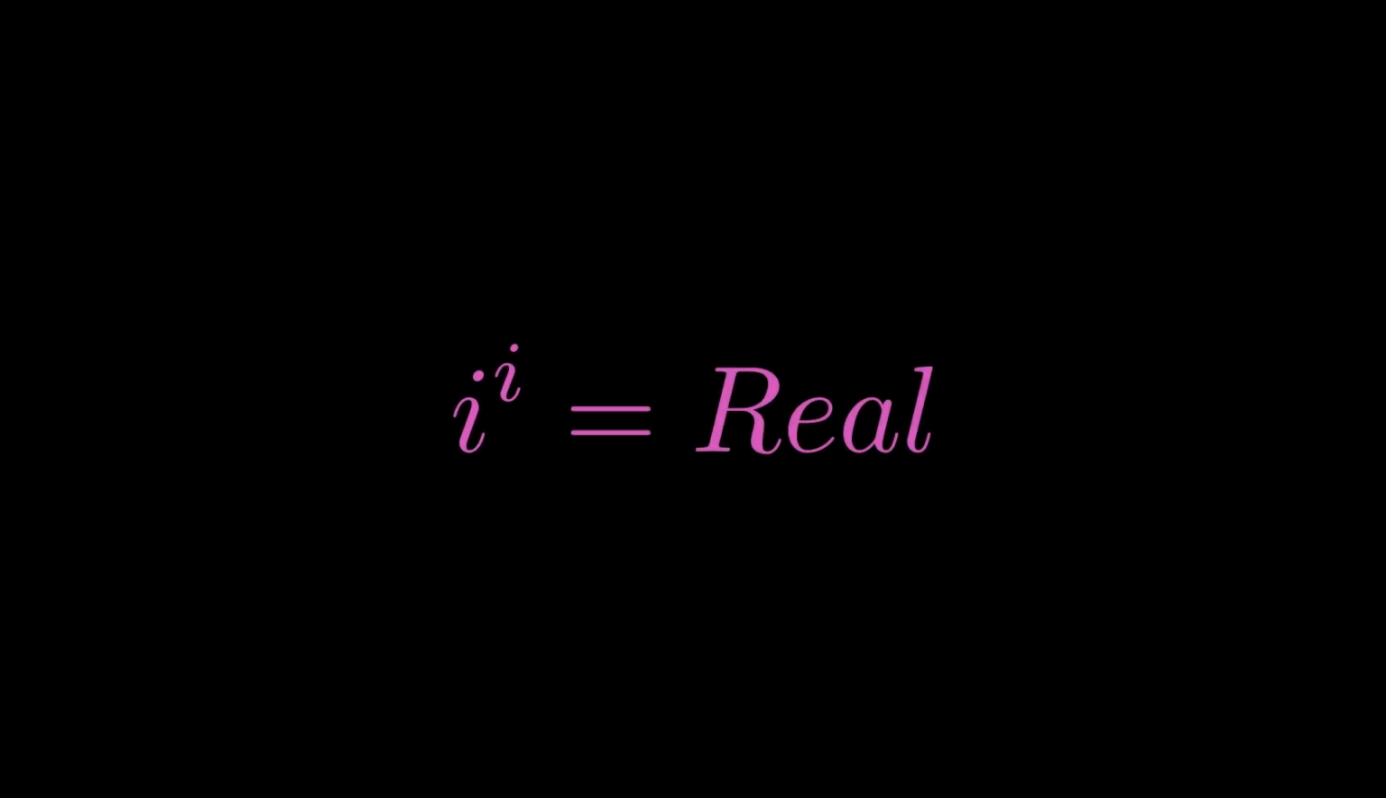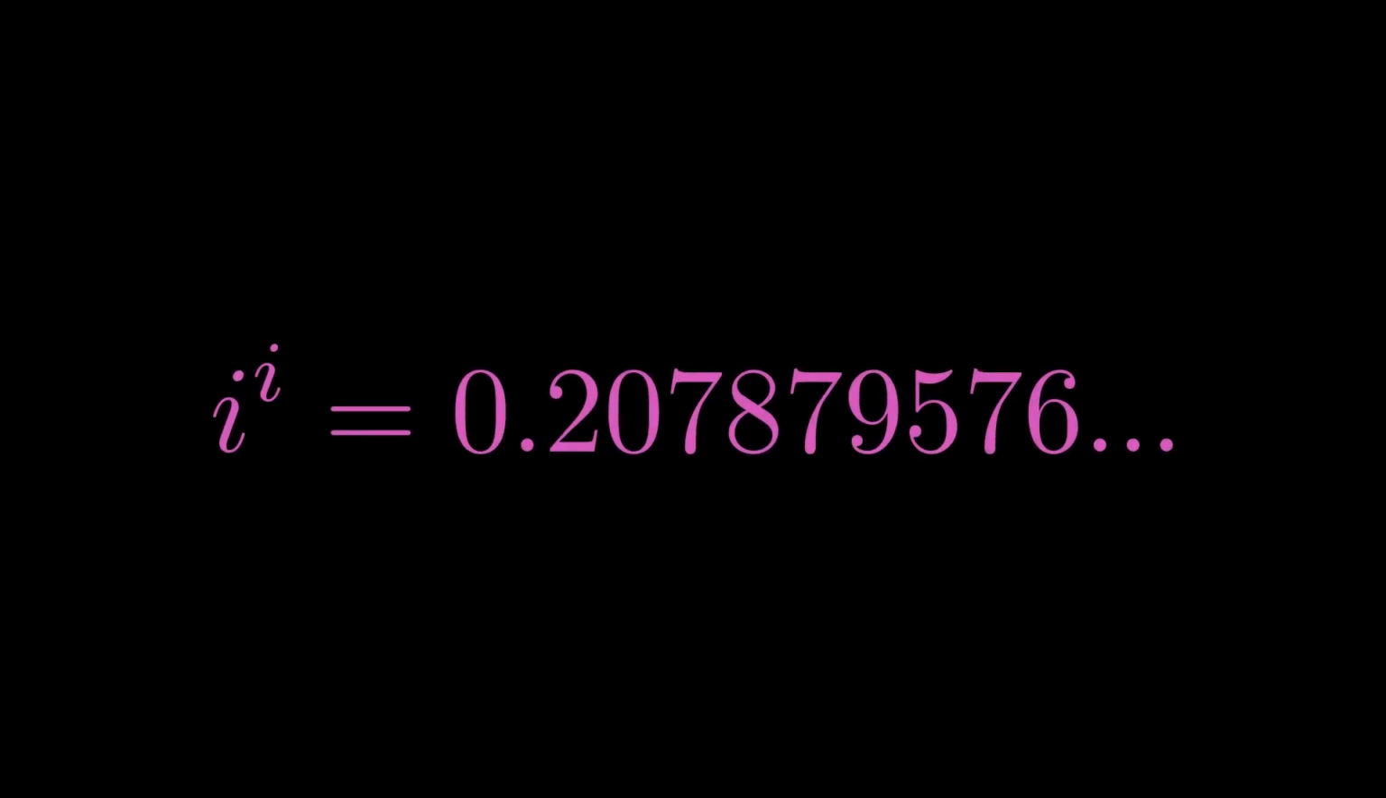i to the power of i is actually a real number. This seems counterintuitive, as we have the imaginary unit raised to the power of the imaginary unit, but end up with something real, and not just a normal real number. It is this odd-looking decimal number. You must think I'm completely crazy, but let me prove this to you.